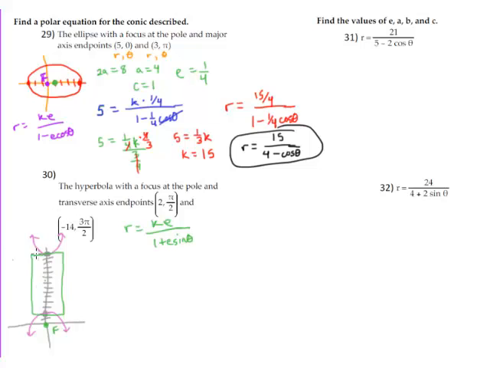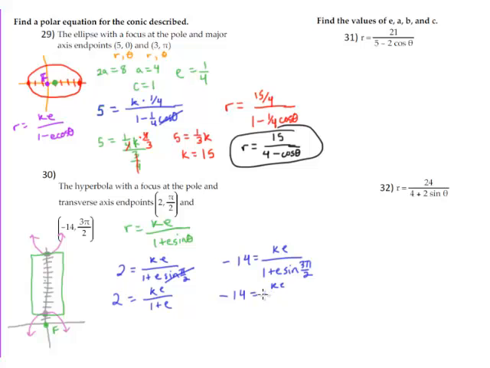We can do what we did on this previous problem, and that's fine, but let me show you the other way of doing this, where we just plug in both points. You can plug in r is 2 equals ke over 1 plus e sine of pi over 2, and you can plug in negative 14 equals ke over 1 plus e sine 3 pi over 2. This one gives you a positive 1, so that's just 2 equals ke over 1 plus e. This one gives you a negative 1, so that's negative 14 equals ke over 1 minus e. Sine of 3 pi over 2 is negative 1.